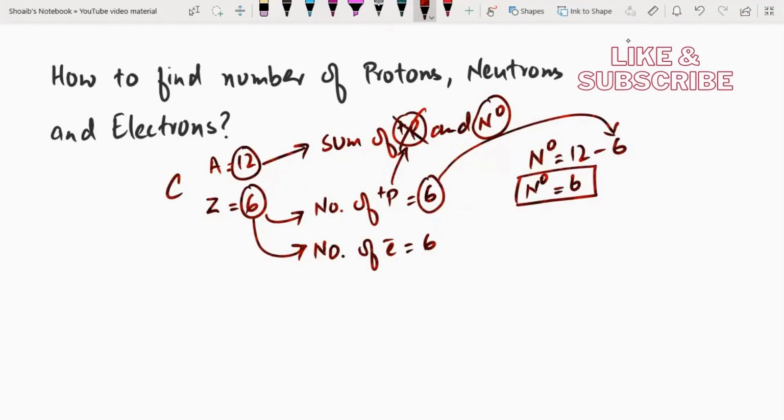So to calculate the number of neutrons, we have a formula. N naught is equal to A minus Z, where A is the mass number and Z is the atomic number.